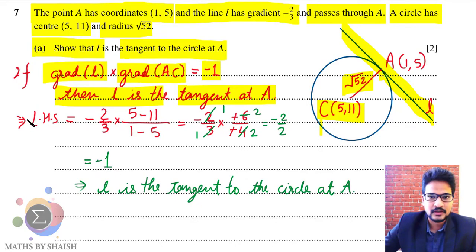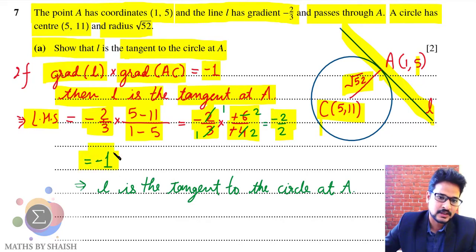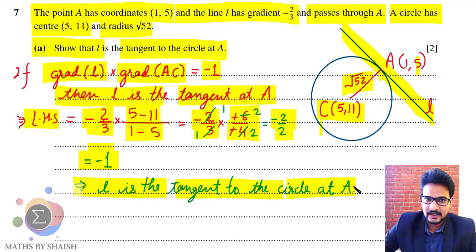So, LHS is the left hand side. Gradient of L is -2/3, given, and (5 - 11) upon (1 - 5) is the gradient of AC, that is (y2 - y1) upon (x2 - x1). Then we get -2/3 times 6/4. Both minuses get cancelled, 2 ones are 2, 2 twos are 4, 3 ones are 3, 3 twos are 6, and 2 also cancelled, and ultimately we get -1. So it means L is the tangent to the circle at A.